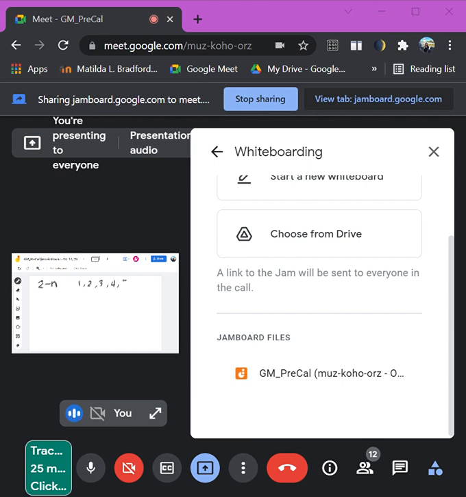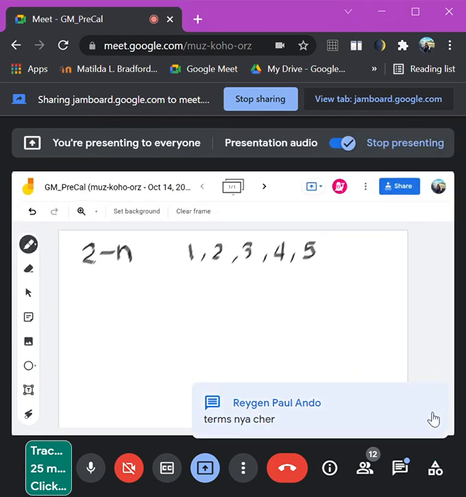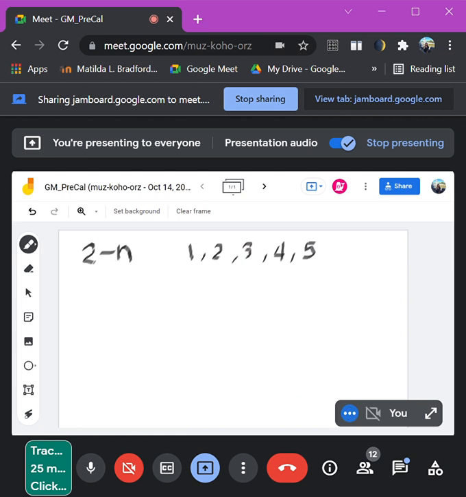Okay? So here, class, why do we substitute 1, 2, 3, 4, and 5 for our n? Sige, anyone? Okay, because of the nature of the terms, or shall we say, what we are looking for is the first 5 terms. So the first 5 terms start with 1, and then 2, 3, 4, and 5. So we are going to substitute that for all the n in 2 minus n.